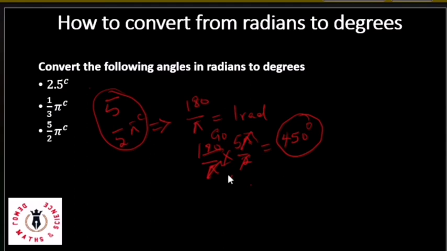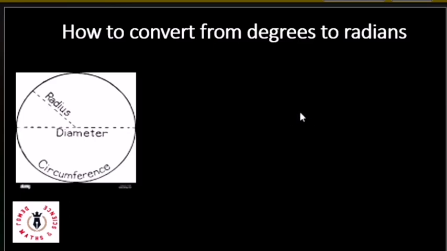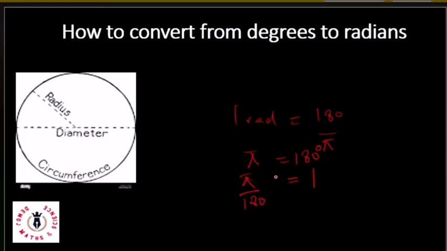Now let's see how to convert from degrees to radians. Now the same principle we applied, and from the same circle, remember we concluded that 1 radian is equal to 180 over pi in degrees. Now let's cross multiply. If you cross multiply, you know that pi is equal to 180 degrees. Now 1 degree will obviously be equal to pi over 180.